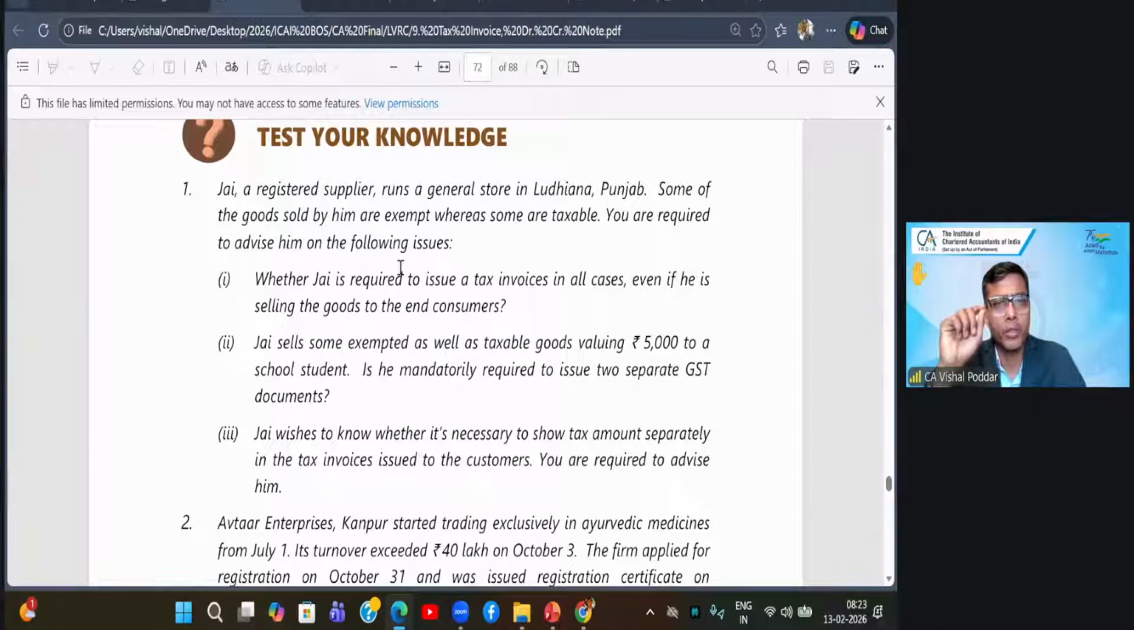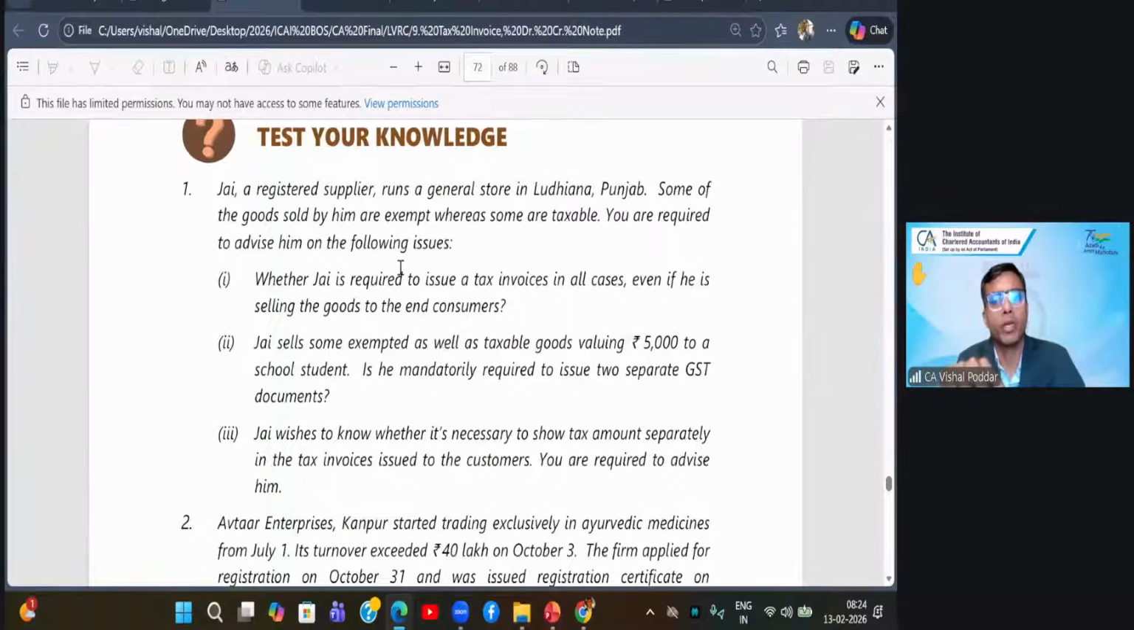Sir, if it is B2C, we can give a combination of tax invoice and bill of supply in a single document. Perfect. That is what I wanted to hear. Superb. So if it is B2C, and one person is buying both taxable goods and exempt goods, the law has provided for one more document, which is a combination of both. That is tax invoice cum bill of supply.